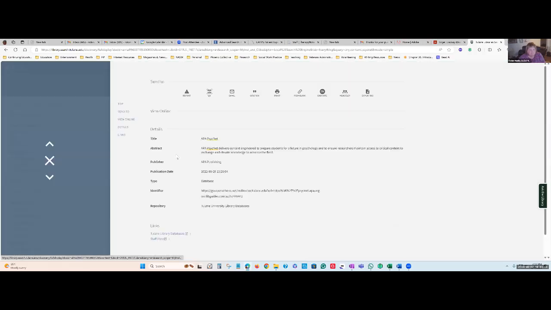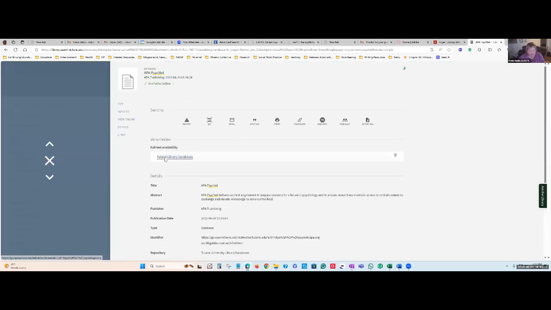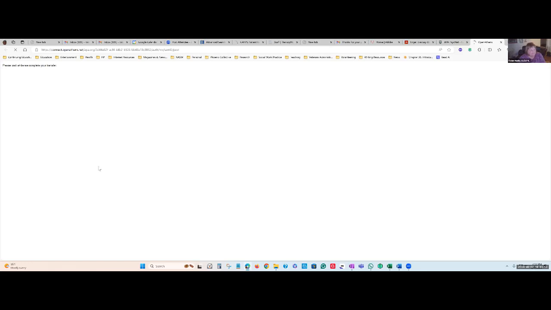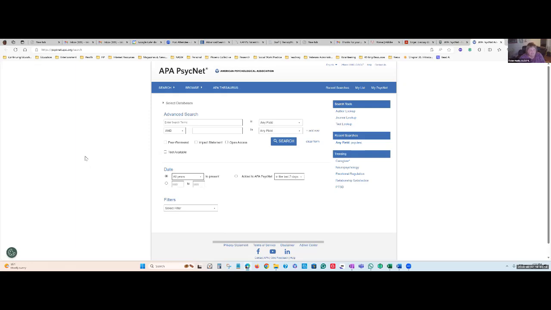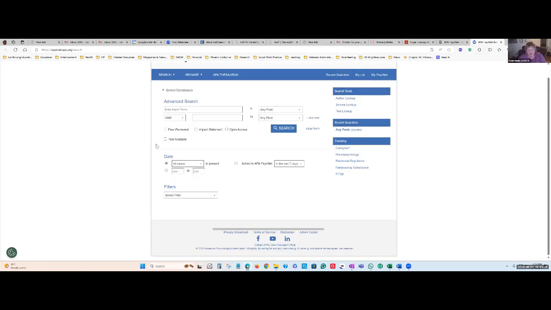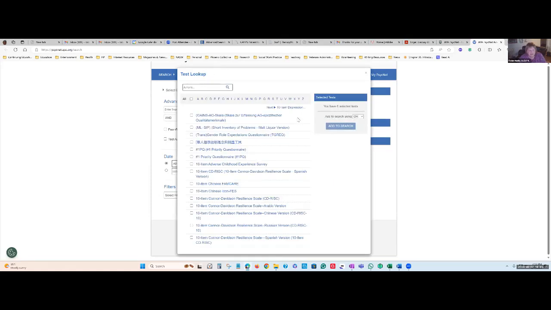I'm not crazy about that, but this is also a searchable one. You can basically do an advanced search here. So here we're going to do a test lookup, and you can see a huge list of different tests. If you know what you're looking for, you can enter it in there, and you can see some are in Chinese or other languages.